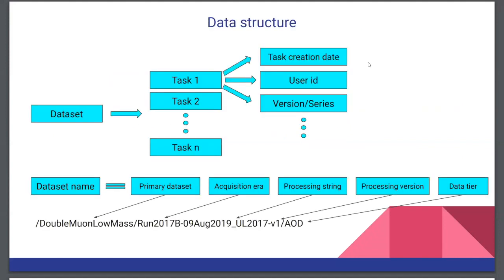When a dataset is accessed by a user, a so-called task is created. It contains information about when the dataset was accessed, by whom, and a lot of other parameters. An example of a dataset that can be accessed you can see lower on the slide. The name itself contains a lot of useful information, like primary dataset, acquisition era, and data tier.